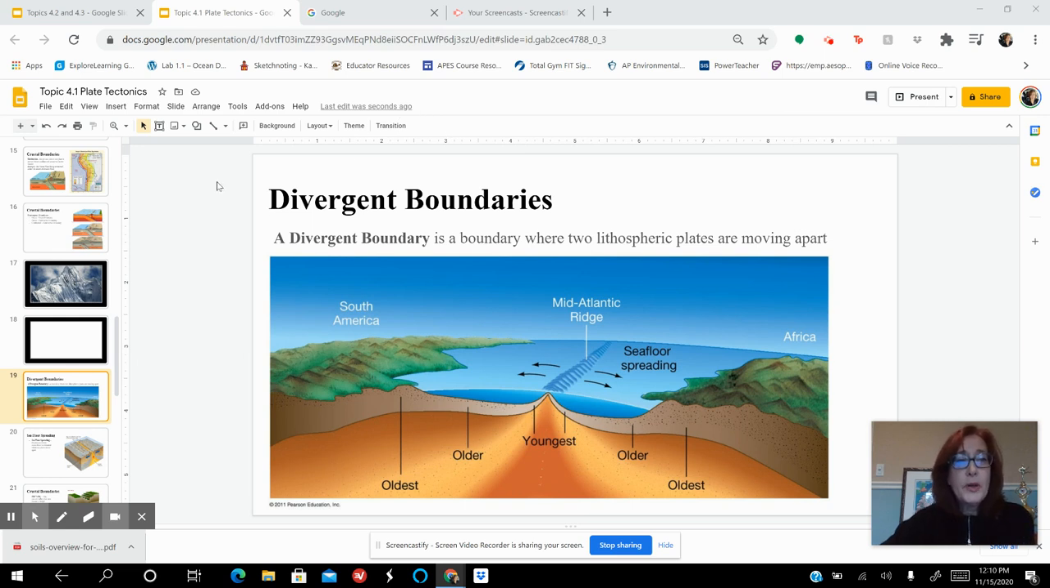Okay, this is part 2 of topic 4.1, plate boundaries, plate tectonics. So now we're going to talk about divergent boundaries. In the last video, we talked about convergent boundaries. Now we're going to talk about divergent. And of course, you understand the word diverge means to split apart, right? So a divergent boundary is when two lithospheric plates are moving apart.